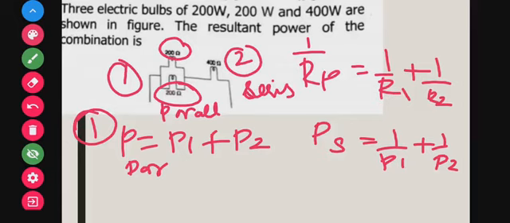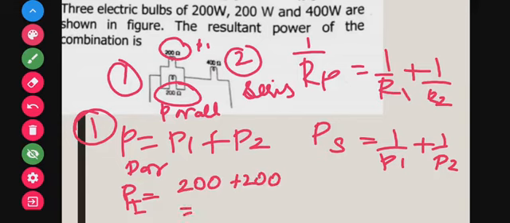The first portion is parallel, and this is your P1 and P2. So since the first portion is parallel, we will find this P1 value, P equal to P1 plus P2, which is nothing but 200 watt plus 200 watt. So it will be 400 watt, and this 400 is in series.